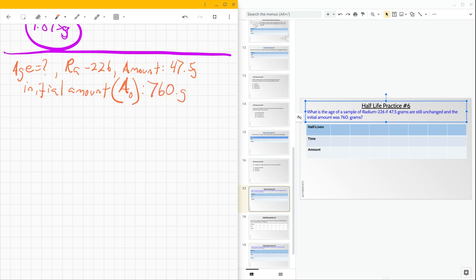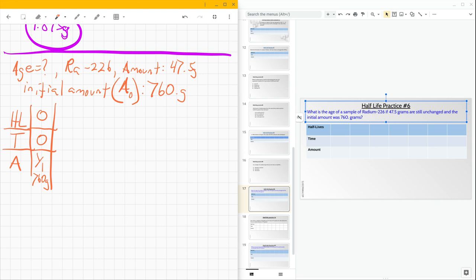All right, let's do it. Data table, half-lives, time, amount. Remember, we always start with no half-lives passed, no time passed, and the starting amount, you could think about it as 100%, like the fraction 1 over 1, or we could put it as 760. I'll put both because I'll show you how that works. So 760 grams. All right, this one though, now that we know how this works, we could go a tiny bit faster.